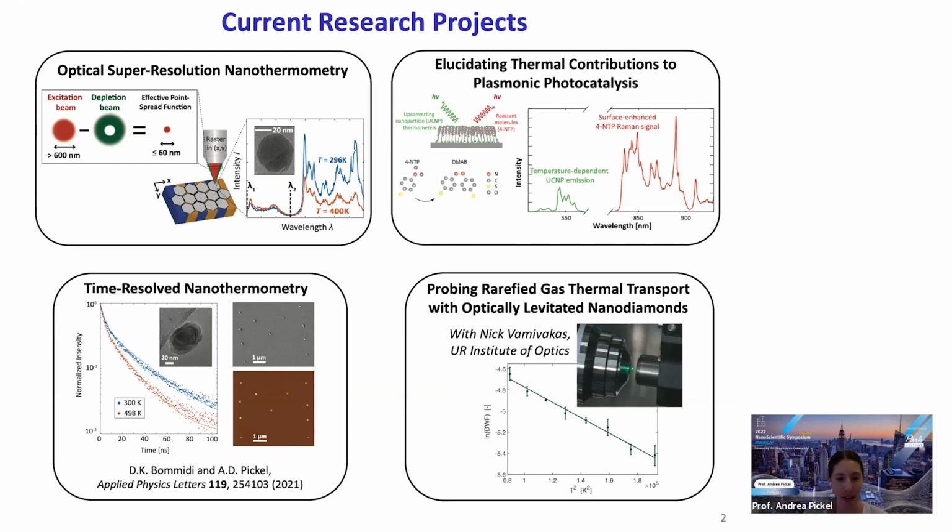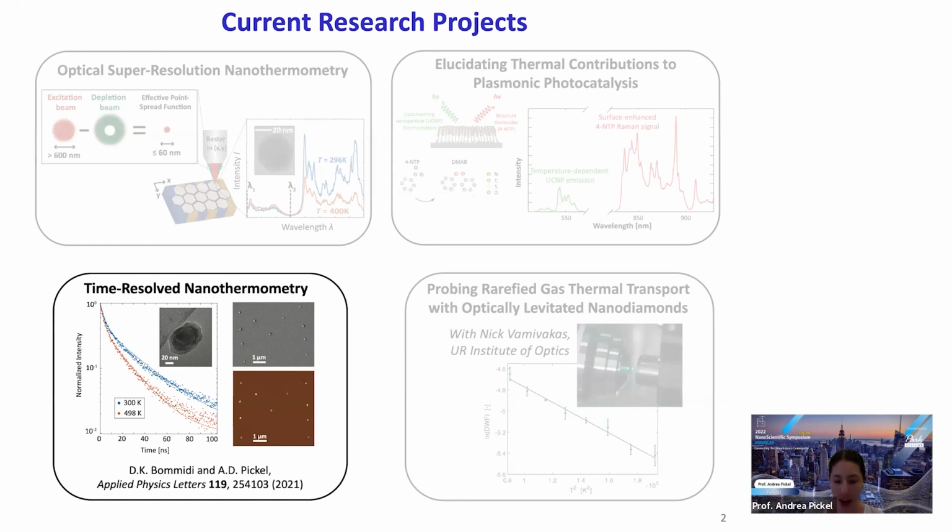The project that I'll focus on today involves using the excited state lifetimes of nitrogen vacancy centers in individual nanodiamonds to measure temperature with spatial resolution below 100 nanometers, as well as temporal resolution on the order of tens of nanoseconds. And finally, we're also using this same material system, nitrogen vacancy centers in nanodiamonds, to study heat transfer in rarefied gases. That work is done in collaboration with Nick Vamivakas, who's also at Rochester in the Institute of Optics.